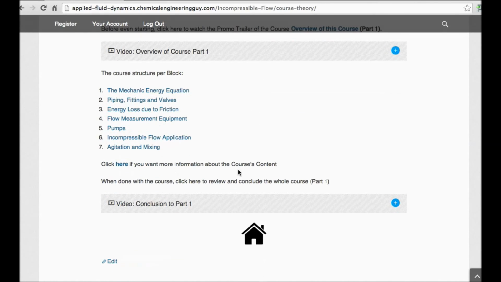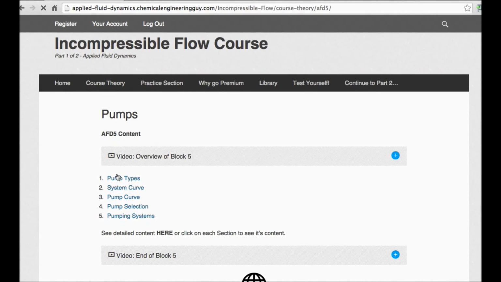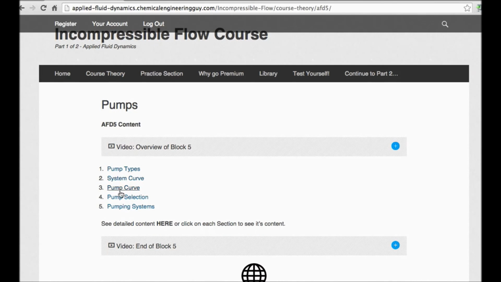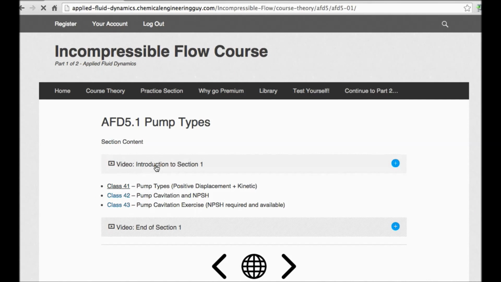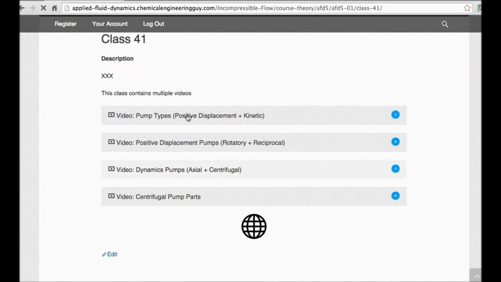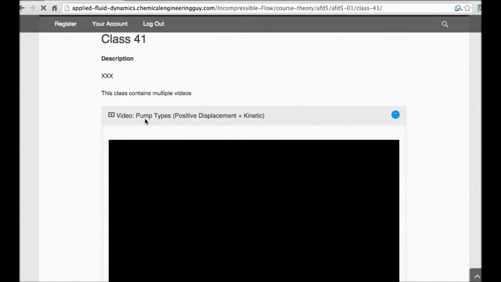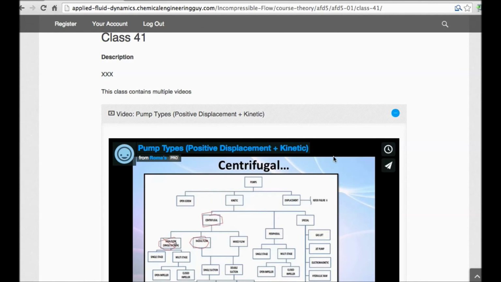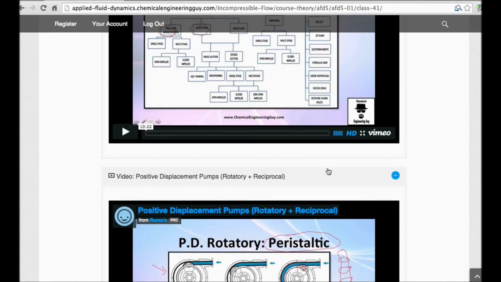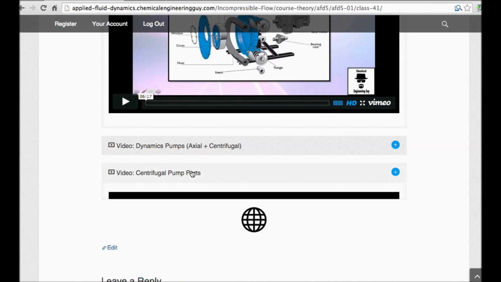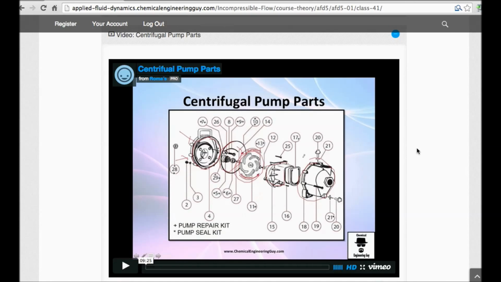Not only that, you get a very straightforward, user-friendly interface. So for instance, if you were studying pumps, you have the pump block here, then you have the sections. If you were, for example, studying the types of pumps, you can go here, and you have all the classes right here. Not to mention that you also have an introduction and conclusion for every one of these. So if you were studying positive displacement pumps, the video is right here. Rotary and reciprocating pumps are also included here. Centrifugal pumps, which is a very important topic in this course, you have right here.